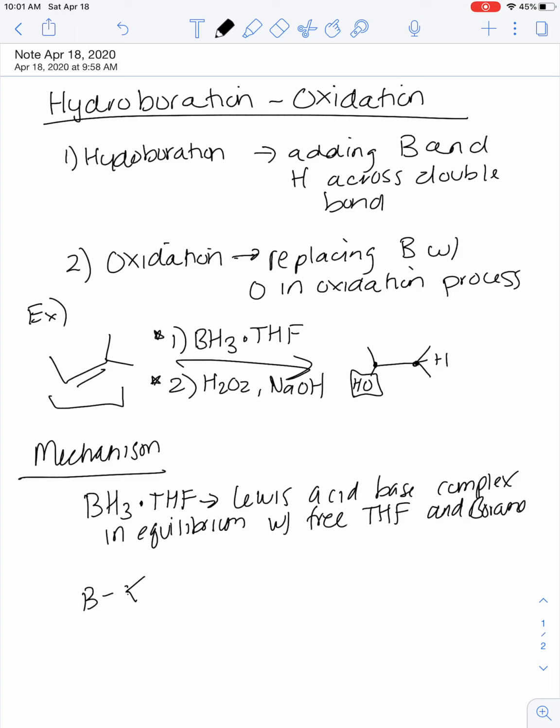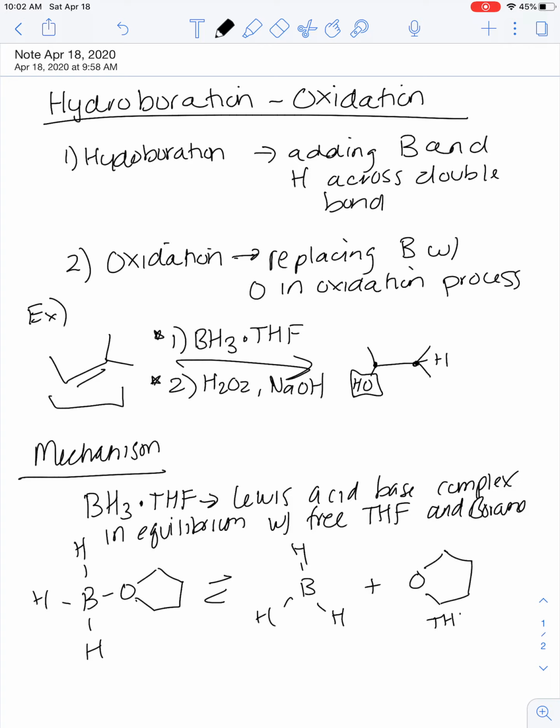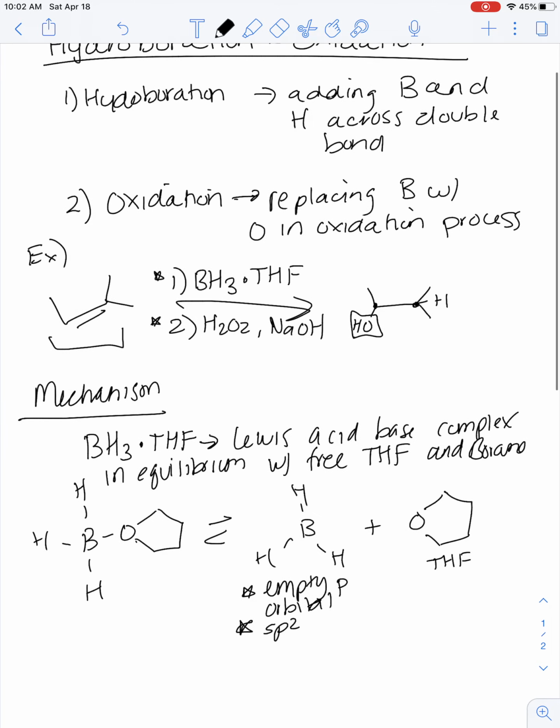So if we look at this, in, again, equilibrium, what happens is we have our borane hydride, we have our THF. So THF is our solvent. Again, THF stands for tetrahydrofuran. When we look at the borane, what happens is we have this empty p orbital. This is sp2 hybridized. And it's polarized with the partial negative on the hydrogen atom.